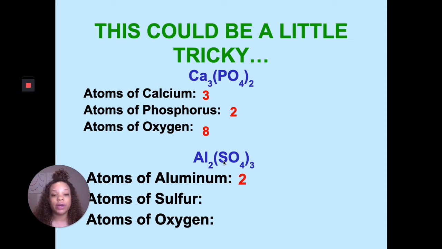Now sulfur is alone inside of the parentheses. So we know we have 1 sulfur here. However, because it's inside of the parentheses, we have to go to the small 3. And 3 times 1 equals 3. Then we're going to look at oxygen. We have 4 oxygens right here inside of the parentheses, but our job is not done. We also have this 3 on the outside. We have to multiply 4 times 3, which is going to give us 12 oxygens.